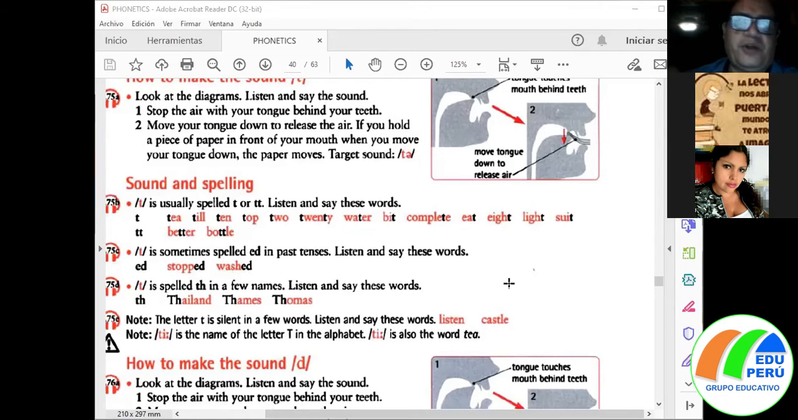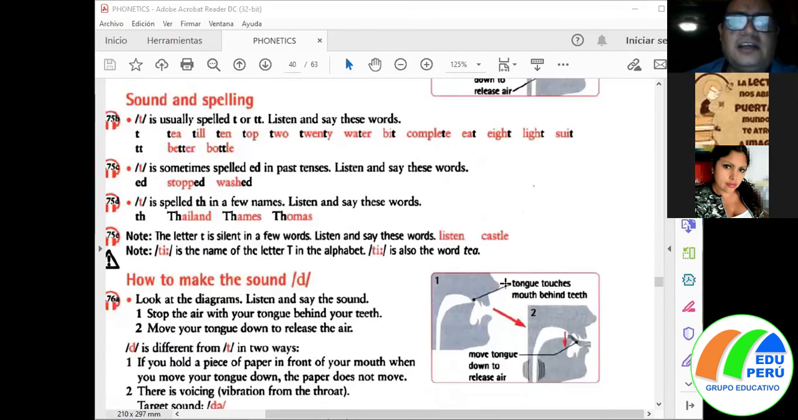So notice here the pronunciation of these sounds. Ta, this is very important. Sometimes we get confused with the pronunciation of the past simple regular verbs. Ta is sometimes spelled ed in past tenses, regular verbs, ed. You know this grammatical rule? In past we have regular and irregular verbs. But here, this ed is going to have three ways to be pronounced, like t, like d, and like id. Then we're going to talk about it.